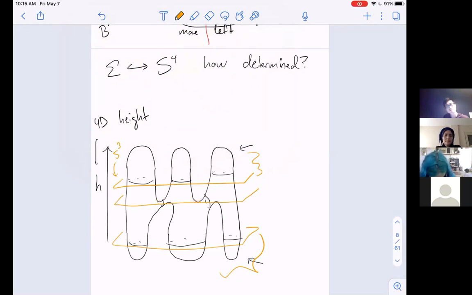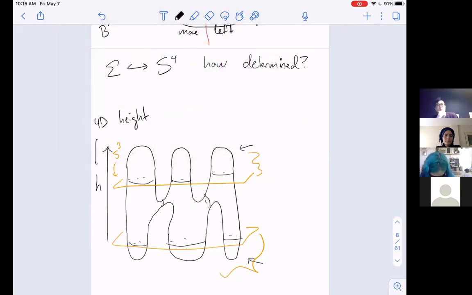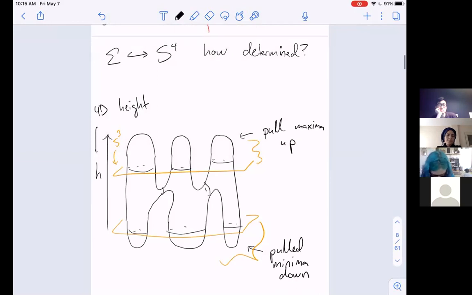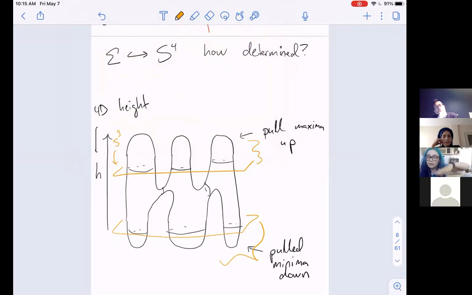Okay, so what I've done here is I've preemptively isotoped my surface to pull the maxima all up to the top of the picture, so they're all there at the same height above everything else. And I've pulled the minima down, so they're all at the bottom of the picture below everything else. Now I've drawn these two S3s that cut off the minima and the maxima of my surface.